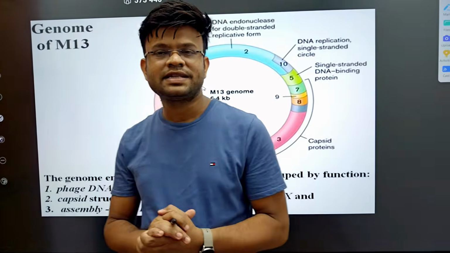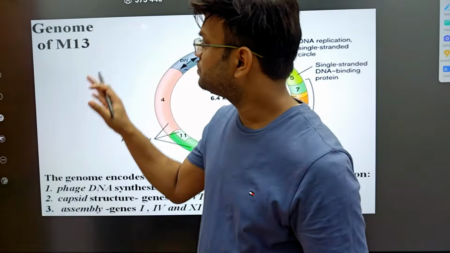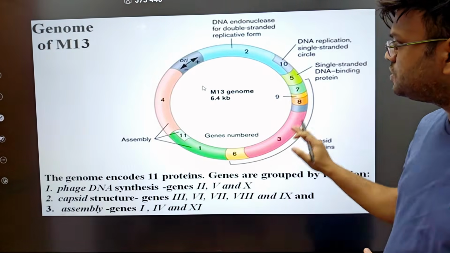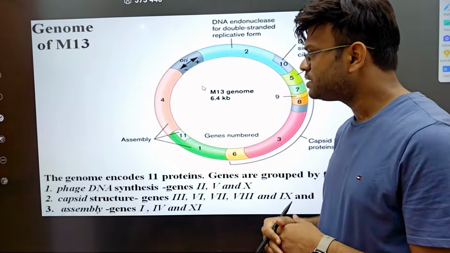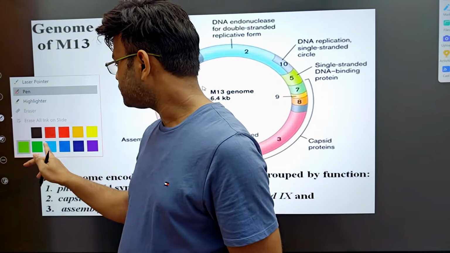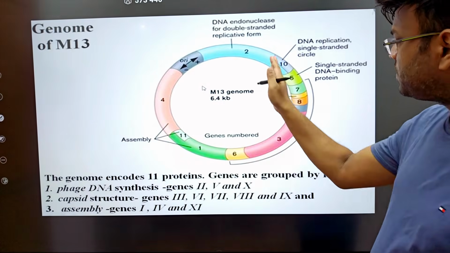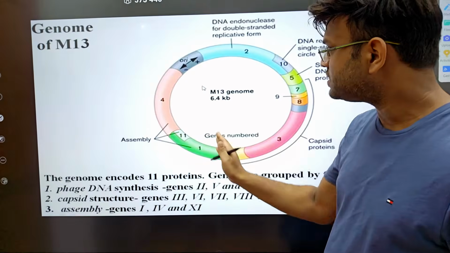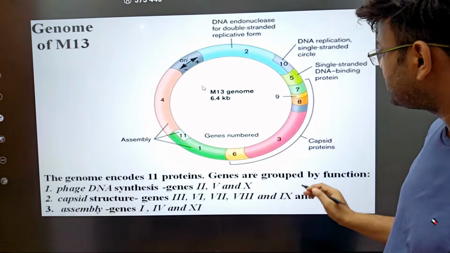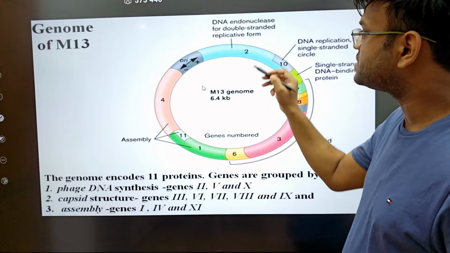So coming to the next slide, this is just the diagrammatic representation of the M13 genome. This basically is the genome of M13 phage vector. There are multiple things that I would want to highlight over here. So first thing first, let me just choose a color. Now you can see numbering over here. So these are the different genes that are present on the M13 genome. Now these are the genes numbered. You can see that some of the annotations have been done over here.